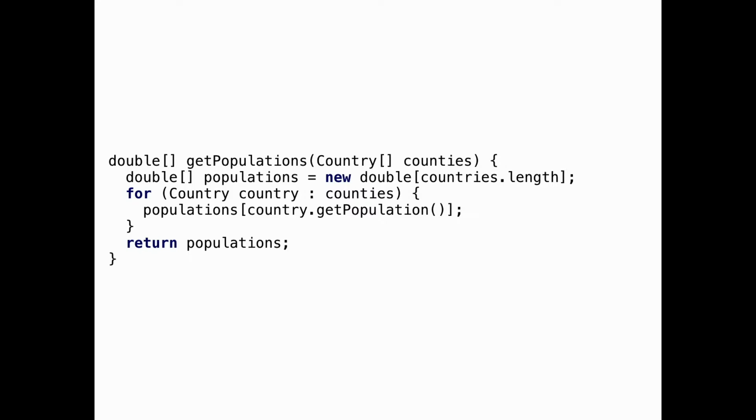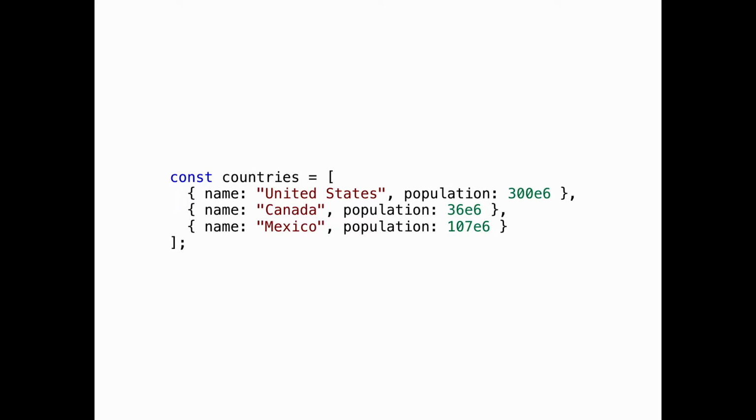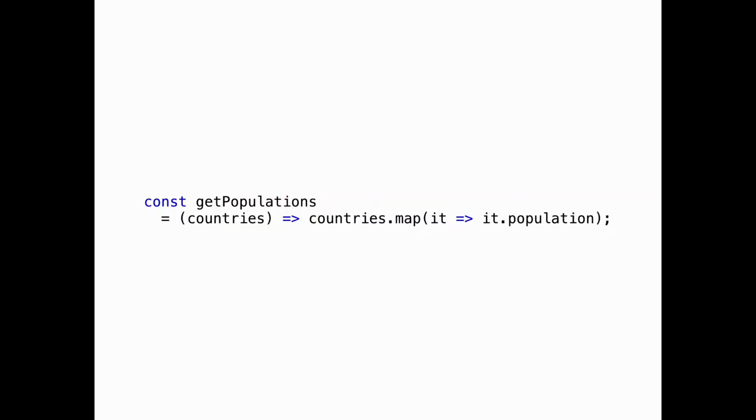So that's kind of an imperative composition of a new array. We had an array of countries, now we have an array of populations, and we did that imperatively. So let's look at how we would do this declaratively. And now we're getting back into JavaScript land. So here's our array of countries, and then here's how we would do this in JavaScript. So it's just really, really simple.